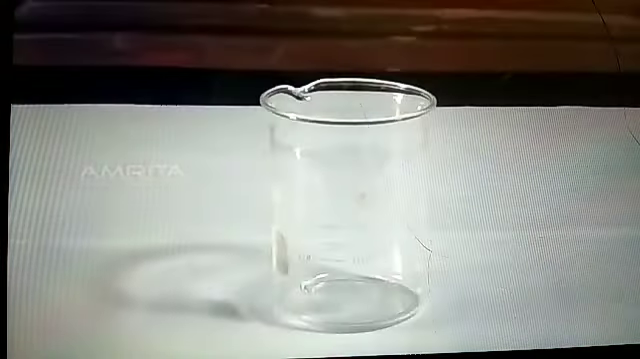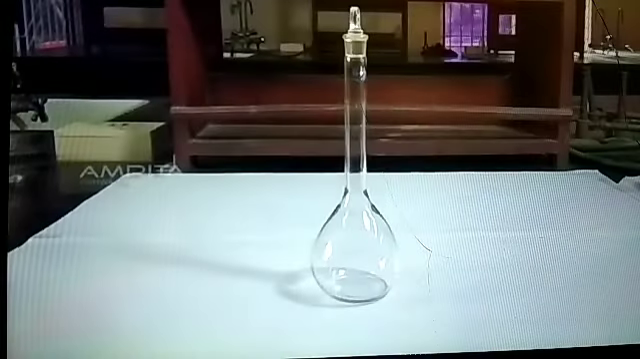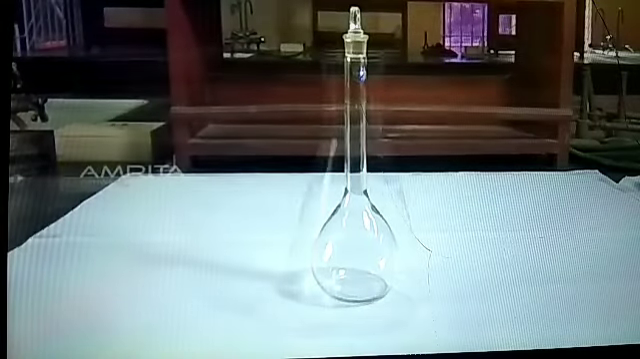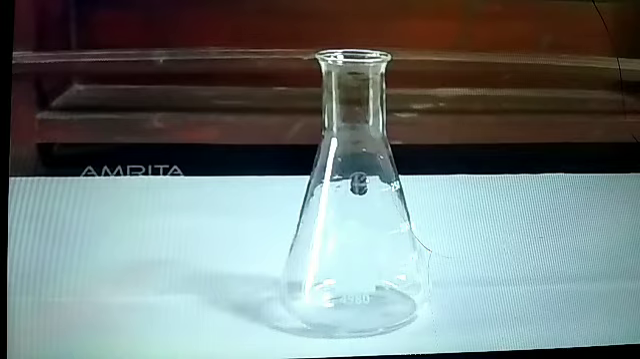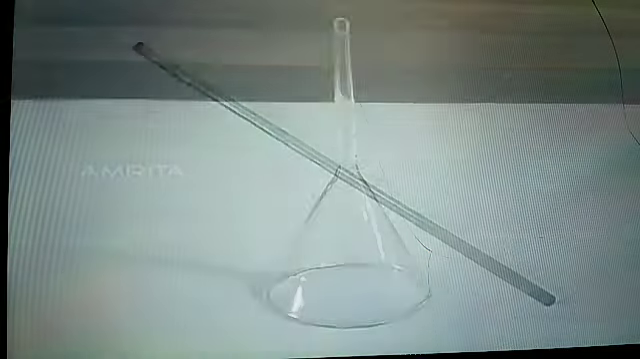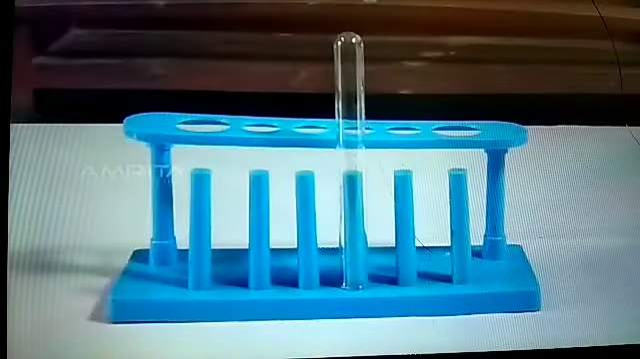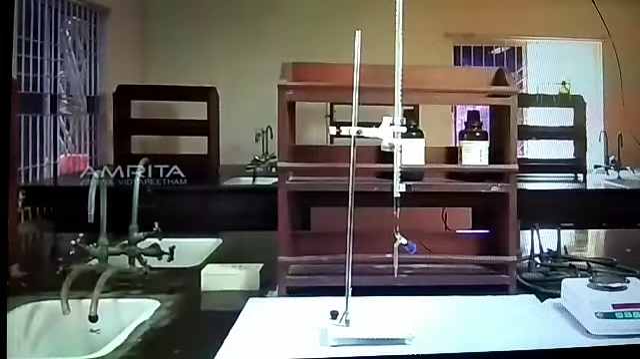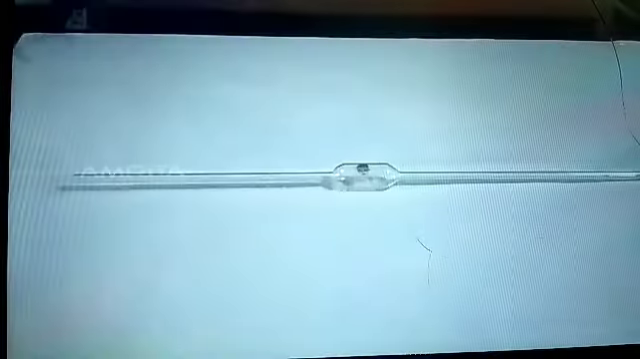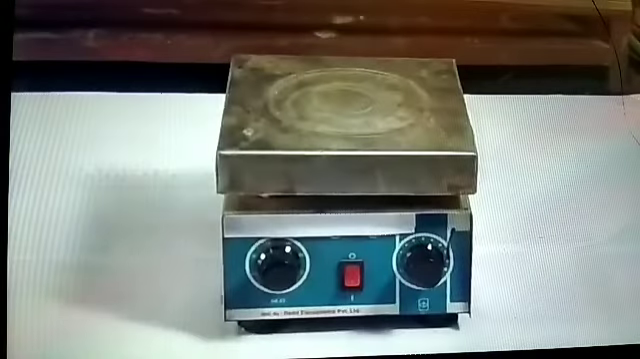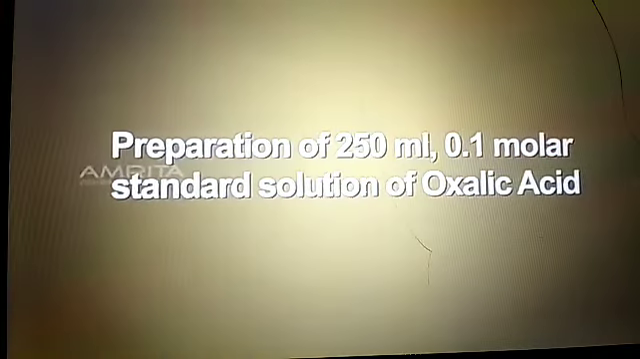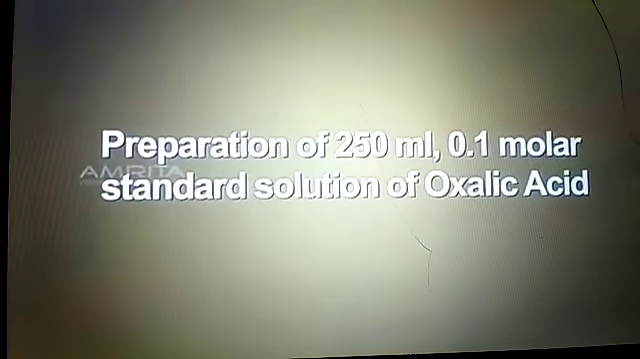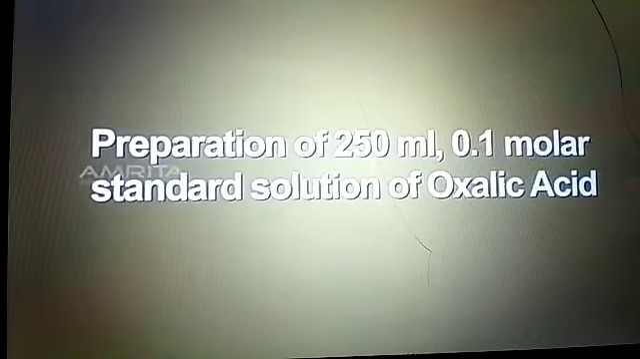spatula, 250 ml beaker, 250 ml standard flask, 250 ml conical flask, glass rod, funnel, test tube, dropper, 50 ml burette, burette stand, 20 ml pipette, and hot plate. Procedure: preparation of 250 ml 0.1 molar standard solution of oxalic acid.